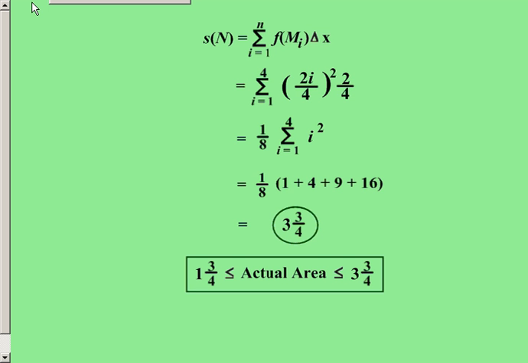So the actual area is between 1 3/4 and 3 3/4, and that's actually a very wide margin of error, which basically means only one thing. Having 4 subintervals in this particular case was not a very good choice. There was too much area that was either left unmeasured or overmeasured inside of that calculation. So more subintervals would be needed, obviously, to close the distance in that gap between 1 3/4 and 3 3/4.